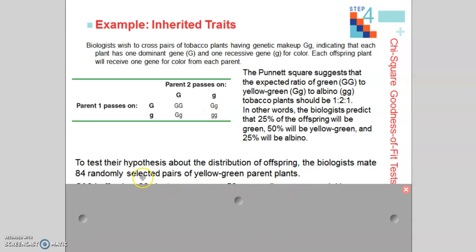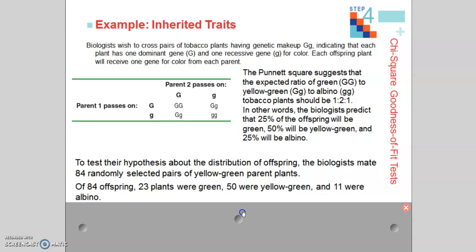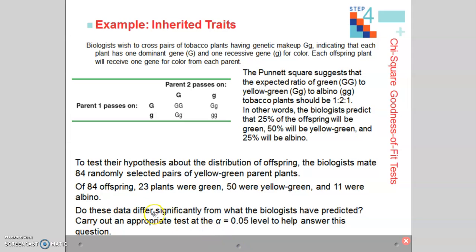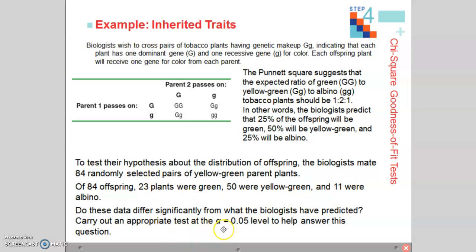So to test this hypothesis, the biologists mate 84 randomly selected pairs of yellow-green parent plants. Now of the 84 offspring, 23 were green, 50 were yellow-green, and 11 were albino. So do these data differ significantly from what they predicted? And you can see that maybe they do, because that's a little bit low, especially compared to that. We would think those would be the same number. So let's carry out the appropriate test at the alpha equals 0.05 level.